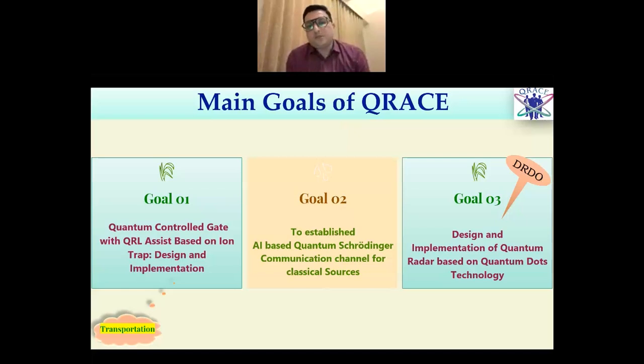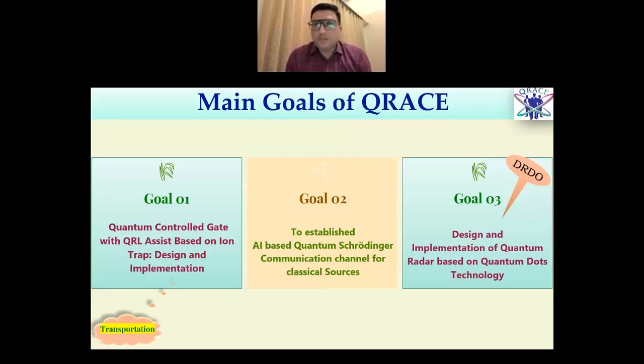So this is specifically for the transportation segment. The second goal is, obviously, that nowadays in India people are more prone to work on establishing a quantum communication channel. So this is also my second goal, and I've submitted one proposal under one of the schemes of the Government of India, which is exactly a quantum Schrodinger communication channel for the same classical source, but we have to optimize it through some AI model also.